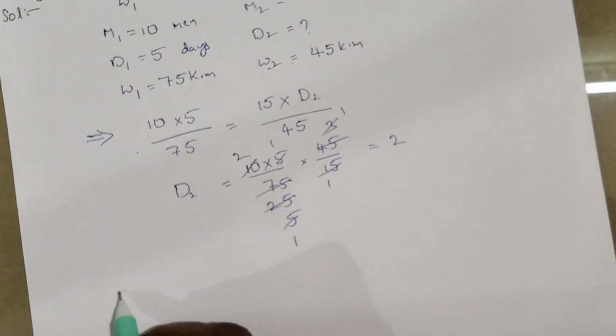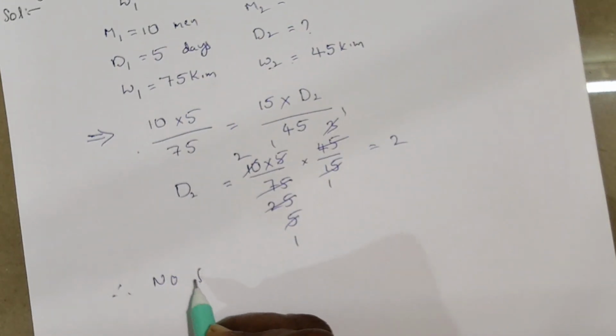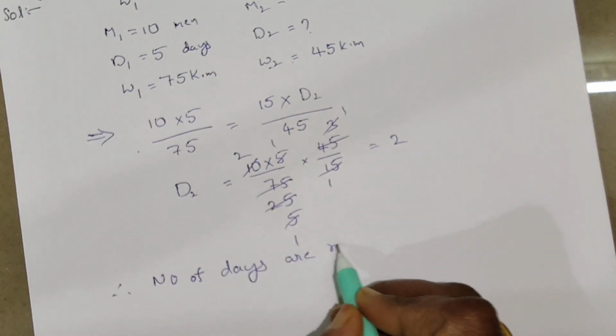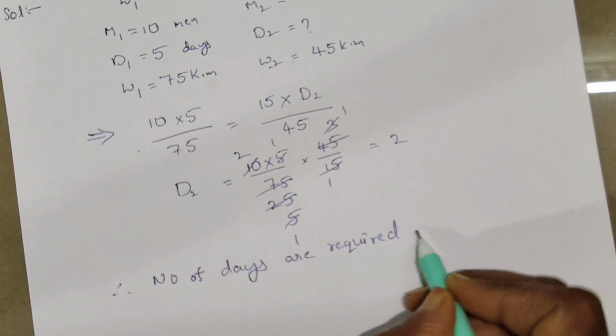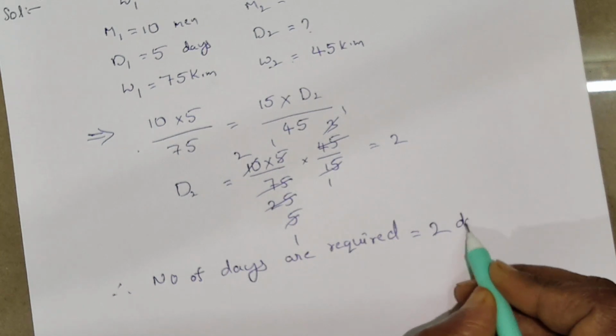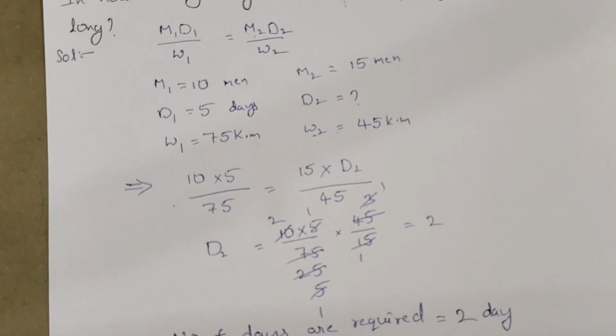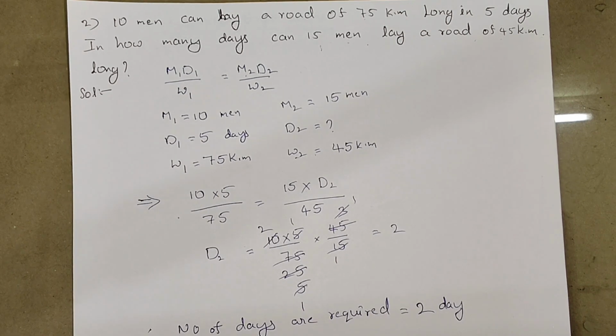So that's why we write: therefore, the number of days required is equal to 2 days. So this is the answer. This is the complete second answer.